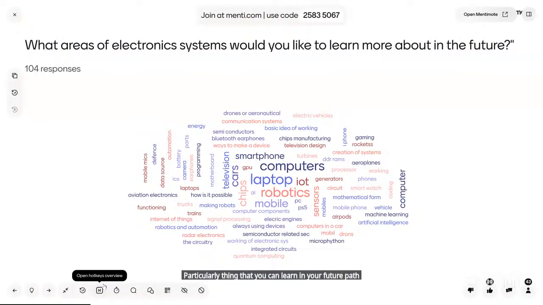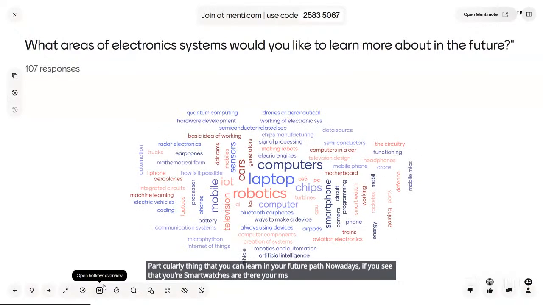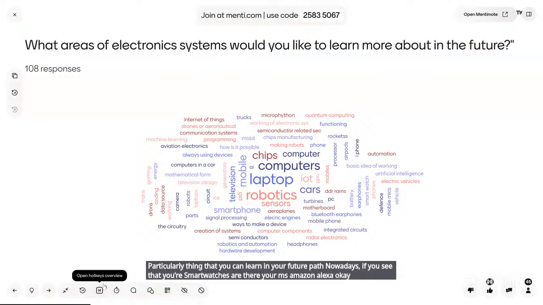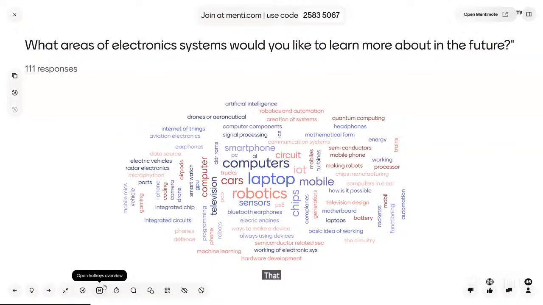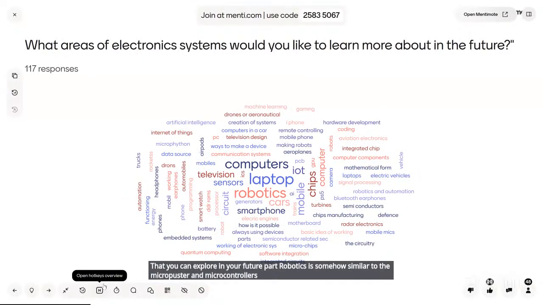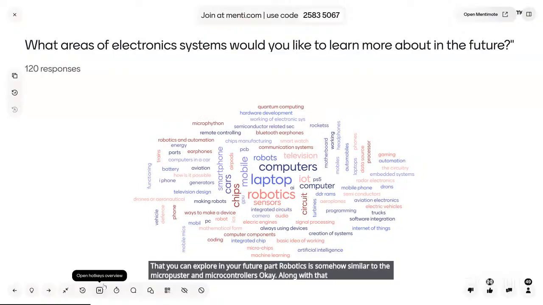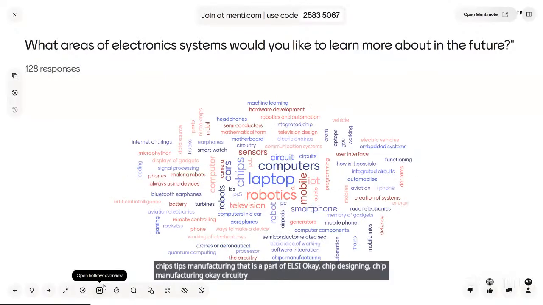Nowadays, if you see, your smartwatches are there, your Amazon Alexa, that will be controlled by the Wi-Fi or internet. So IoT is the second part that you can explore in your future. Robotics is somehow similar to the microprocessor and microcontrollers. Along with that, if you are talking about chip manufacturing, that is a part of VLSI. Chip designing, chip manufacturing, circuitry. So that is the part you can discuss in your future.